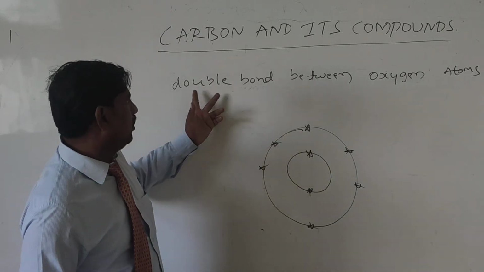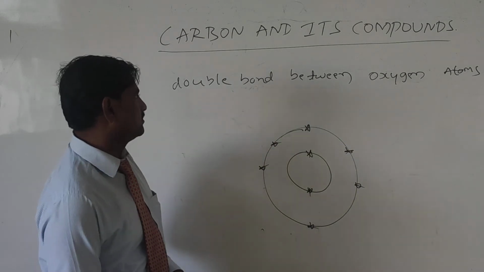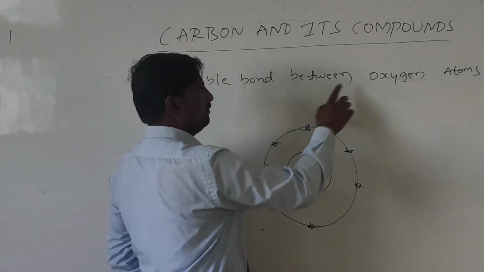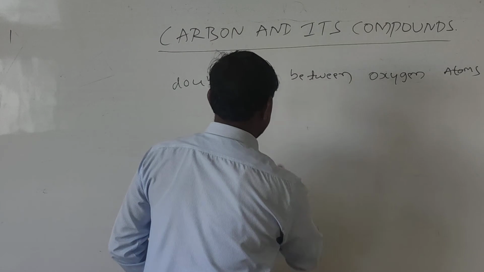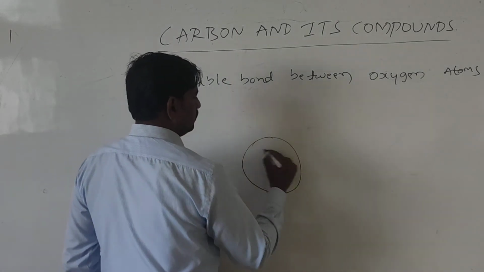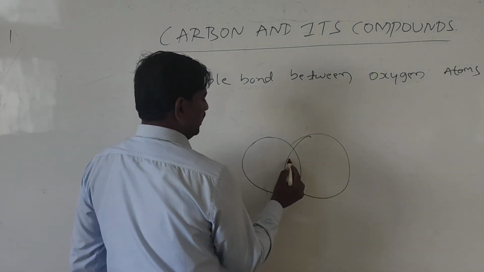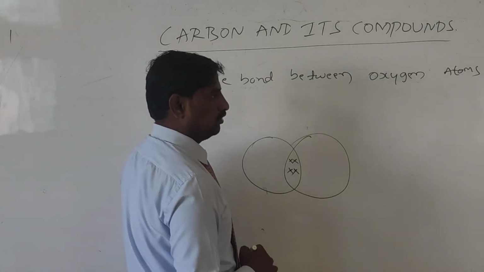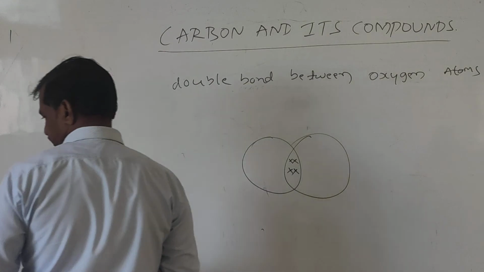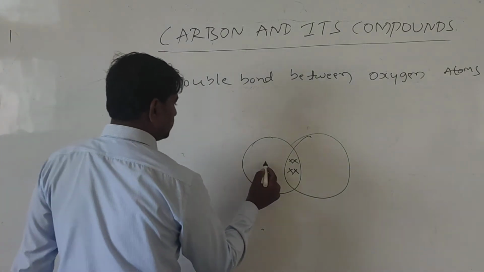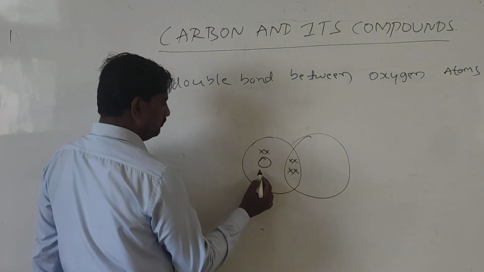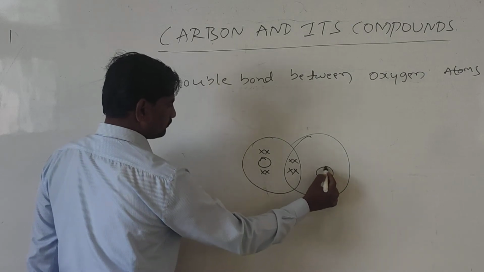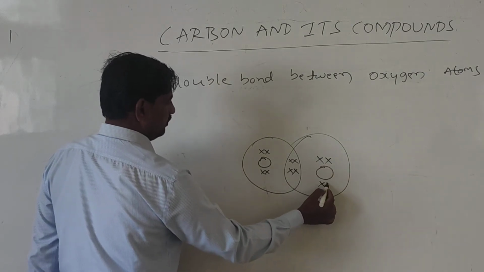So there is a bond formation between the 2 oxygen atoms, a double bond formation. Here one pair, 2 electrons, so totally 4 electrons are involved. This is the oxygen dot structure.